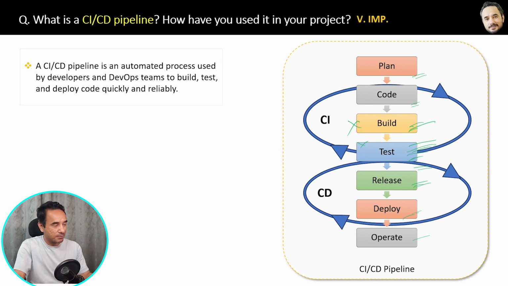Finally, here is the simplest definition. A CI/CD pipeline is an automated process used by developers and DevOps teams to build, test and deploy code quickly and reliably. Okay, so build, test is the part of the developer, deployment is the part of the DevOps or infra team. Okay, this definition in the book will help you in revising this concept and from this diagram very quickly.